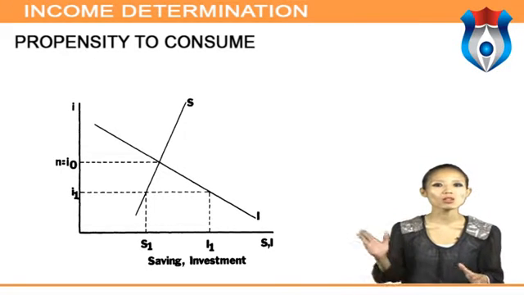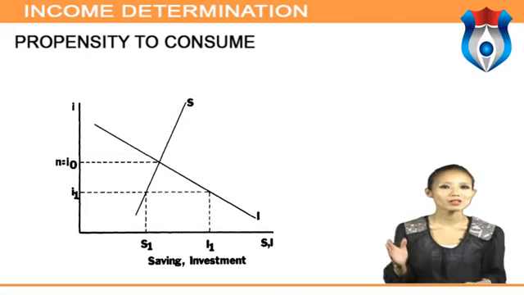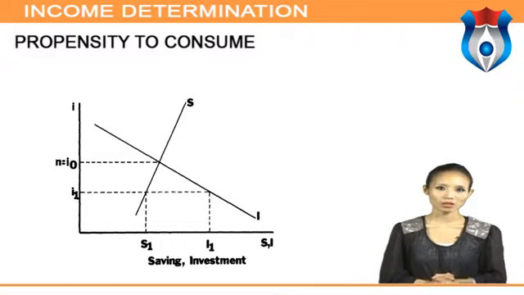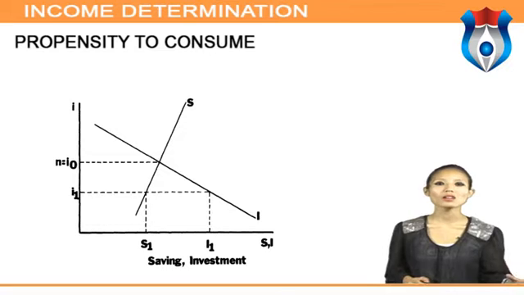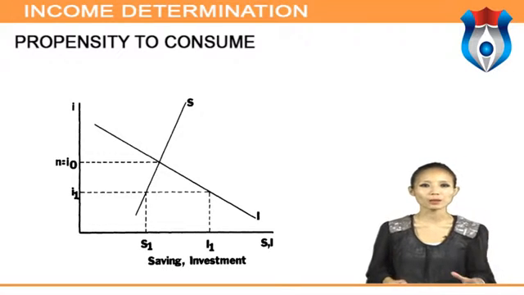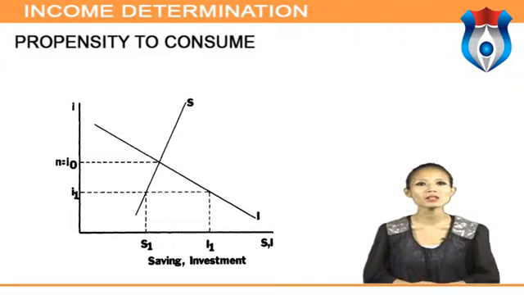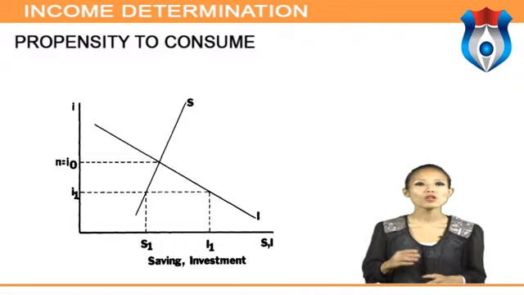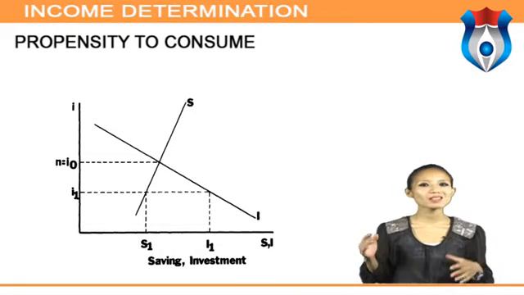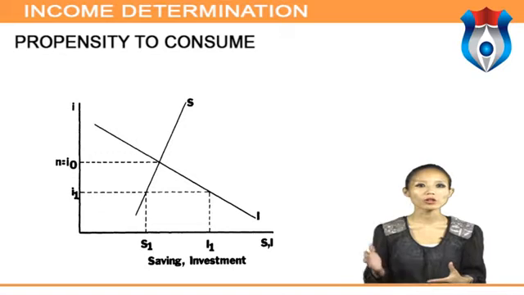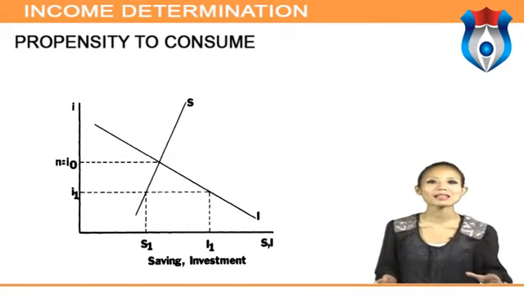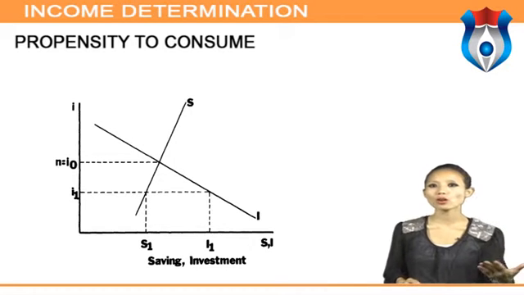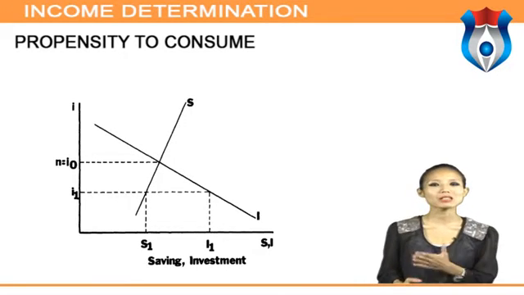Autonomous consumption is the $1 trillion of consumption that takes place if income is zero. Induced consumption is the increase in consumption that occurs due to an increase in income. Since there is some consumption even at no income, APC is greater than 1 at a low level of income. With an increase in income, consumption increases to a lesser extent due to psychological factors, and hence APC falls.